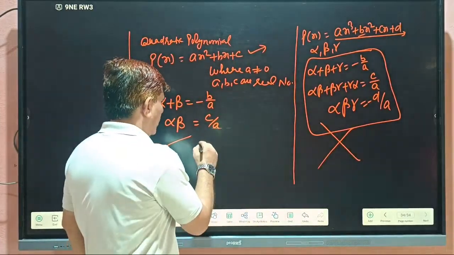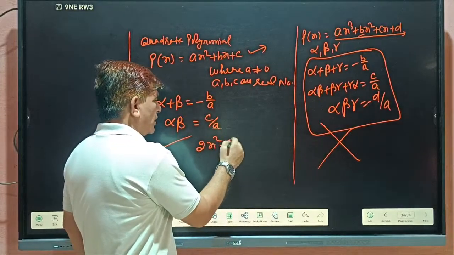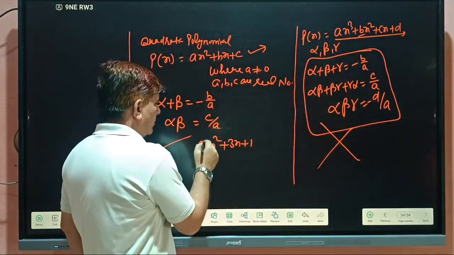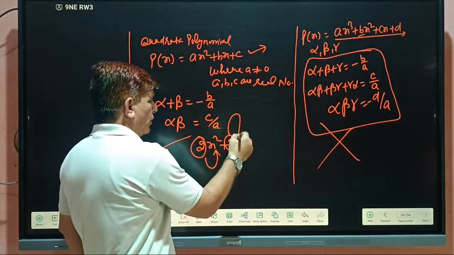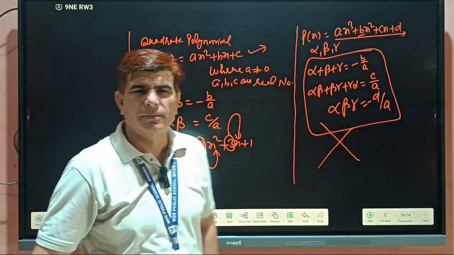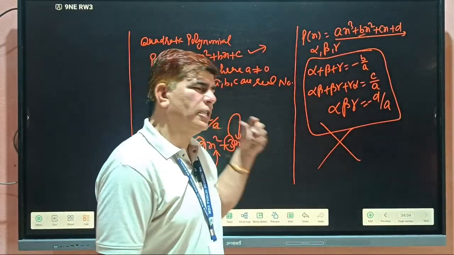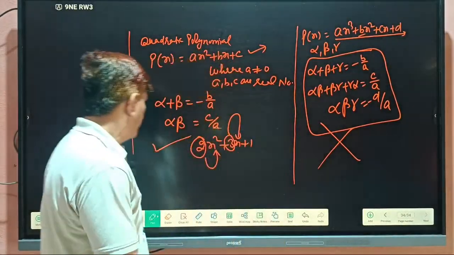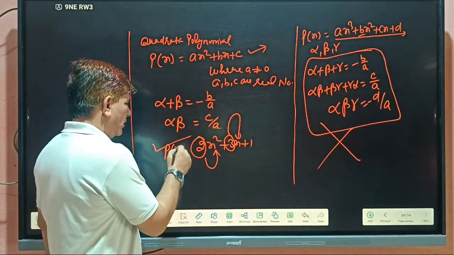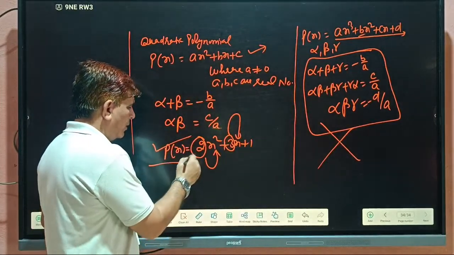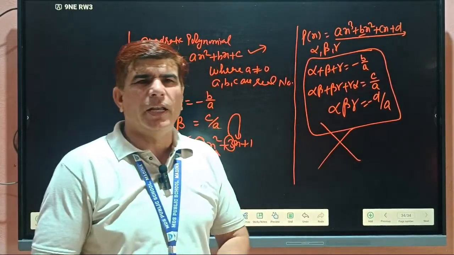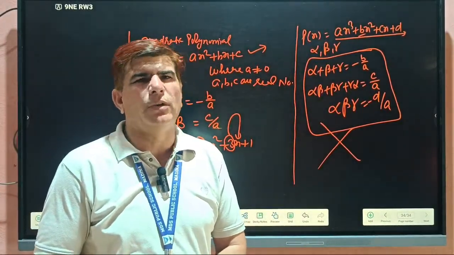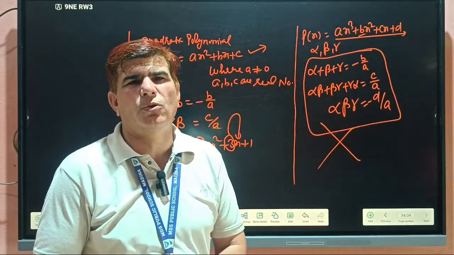We have written 2x square plus 3x plus 1. It means 2 is the coefficient of x square, 3 is the coefficient of x, 1 is the constant quantity, and x is the variable. We have written p of x, which means we have a polynomial whose variable is x. The highest power of the variable is known as the degree of that polynomial.